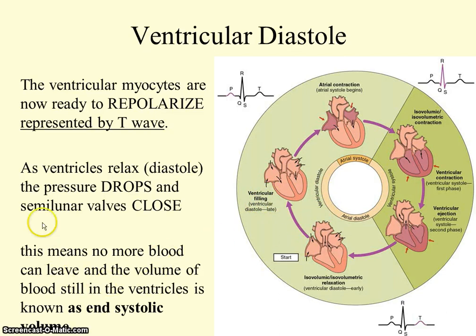Now I mentioned over here too, just before, because I've kind of gotten a little ahead of these words on the side, but again, pressure drops, the semilunar valves close, as you see from here to here. So pressure is dropping because we're in ventricular diastole. No more blood can leave, and the volume of blood still in the ventricles at this point is called end-systolic volume. So this is basically the blood that remains in the heart. And again, this is a fraction of the end diastolic volume, a fraction of all the blood that had returned that we see over here. So end systolic, we're at the end of systole, how much blood is still in the heart.